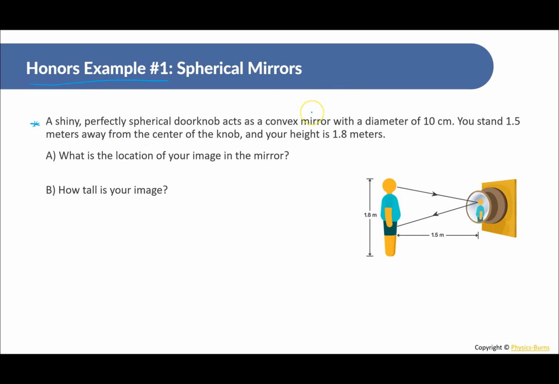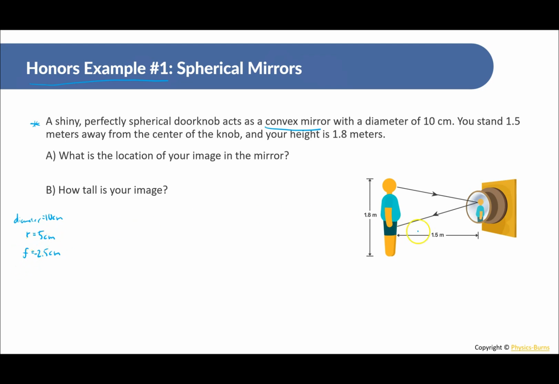Especially when the problems get more complicated like this, I feel like it's important to write down important pieces of information. So diameter is equal to 10 centimeters, which tells me that the radius of curvature, since it's perfectly spherical, is equal to 5 centimeters, which tells me that the focal length is half of that, which is equal to 2.5 centimeters. Another thing is, it's acting as a convex mirror, so this should be negative.